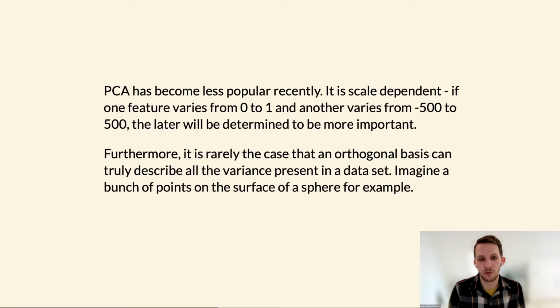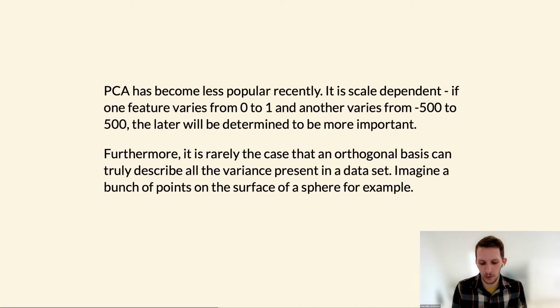So if you've got some feature that varies from 0 to 1, and you have some other feature that varies from -500 to 500, the latter will be determined to be more important in your PCA projection. But I think more importantly, it is often not the case that an orthogonal basis can truly describe the variance that is present within a data set.